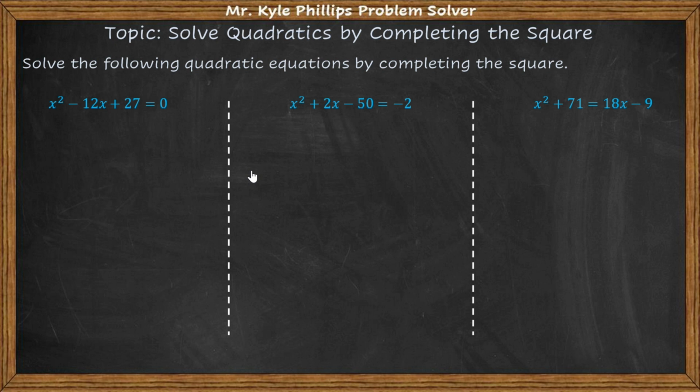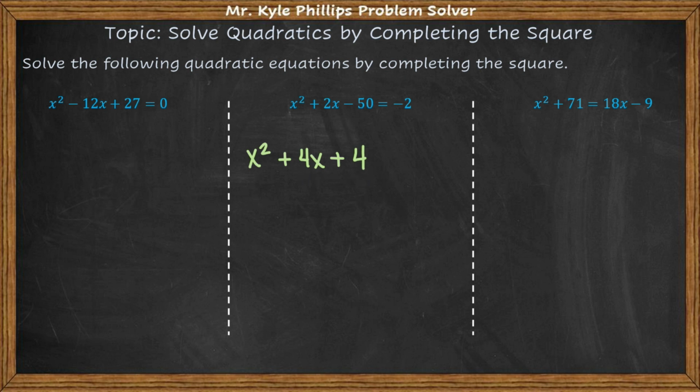So let's talk about the end goal of what we're trying to do. Completing the square is trying to create what is called a perfect square trinomial. Let me give you an example of those. x squared plus 4x plus 4. This is a perfect square trinomial.